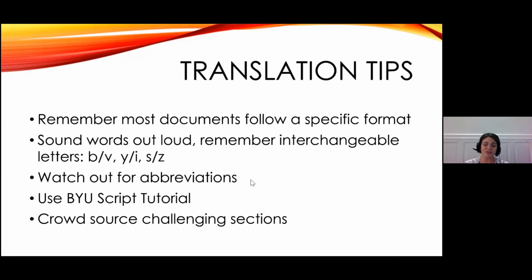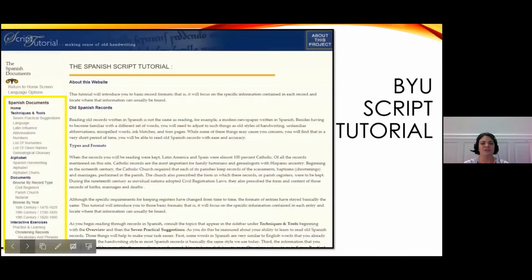Watch out for abbreviations. They're used a lot. I imagine if you had to write everything out by hand, you would probably want to use abbreviations. Names, words, or even whole phrases could be abbreviated. And one tool you can use to figure out abbreviations is the BYU script tutorial. Let me go ahead and show you what it looks like. It's a free website created by Brigham Young University, who has a very strong genealogy program.